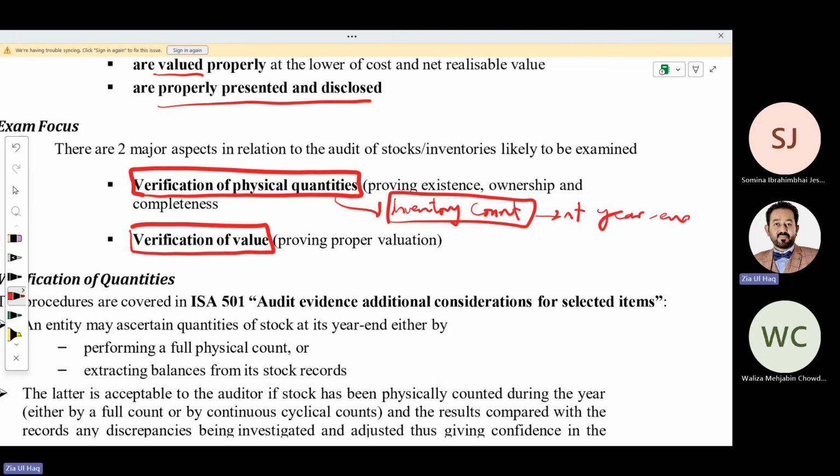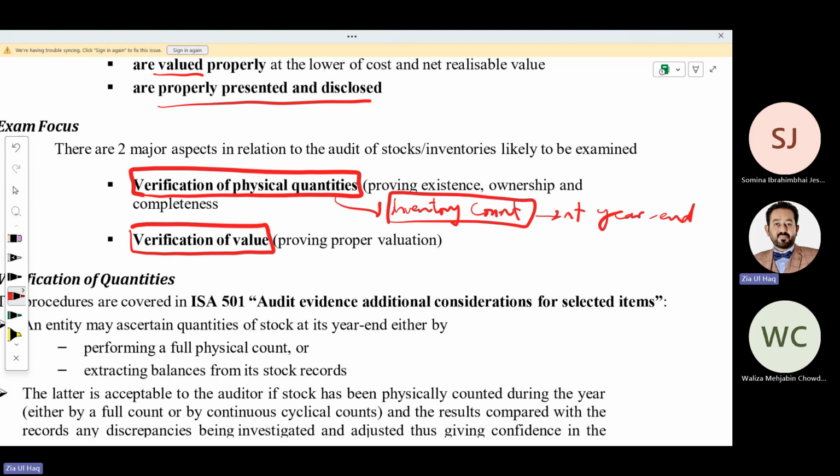Because the inventory that is going to appear in the financial statements is the figure of inventory that is in the client company on the final day of year end, meaning 31st December, if the year end is 31st December. So we need to request the client, please count the inventory on 31st December, the final day of year end. We will attend that inventory count. We will check whether that inventory quantity is available in the client warehouse. That is verification of physical quantity.